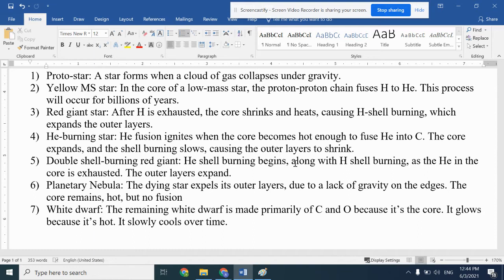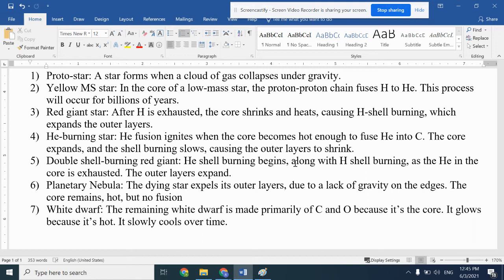So it will go to a double shell burning red giant, burning hydrogen in one shell, helium in the other. It expands due to the extra nuclear fusion reactions. Now, some of these can get to the point where they can fuse carbon, but that's really about it. They're not going to get beyond that. So really, the main sequence phase for these stars is very long as opposed to the high mass star. But then the death process is very similar, where it expands, contracts, expands, contracts, expands, contracts.